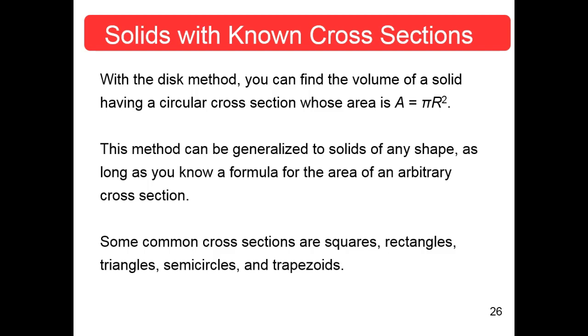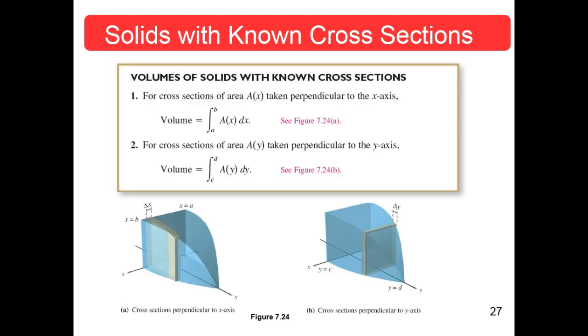What in the world are they talking about here? What if it's not a revolution? It's just a solid, but you know basically its structure, you might say. Okay, for cross sections of area A of X taken perpendicular to the axis, the volume is the summation of those areas times dx. Now, if I can figure out a three-dimensional graph in 2 dimensions, it sometimes gives you problems in trying to see what in the world they're talking about here. Okay?